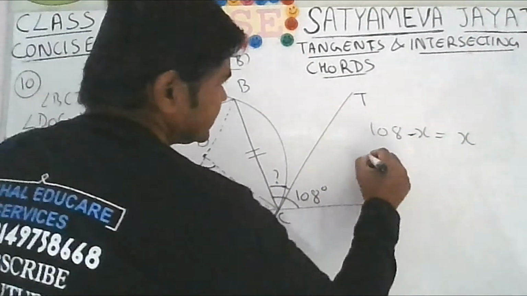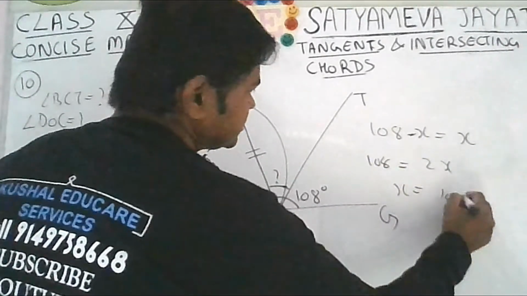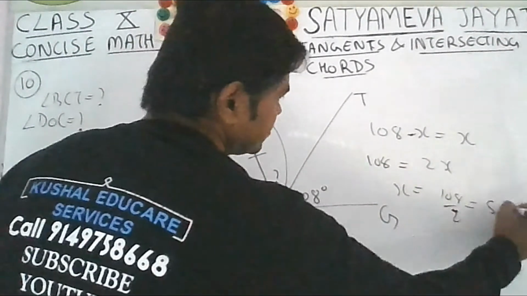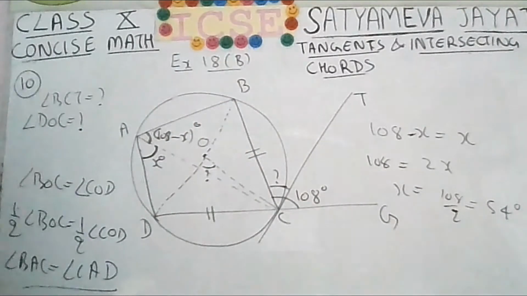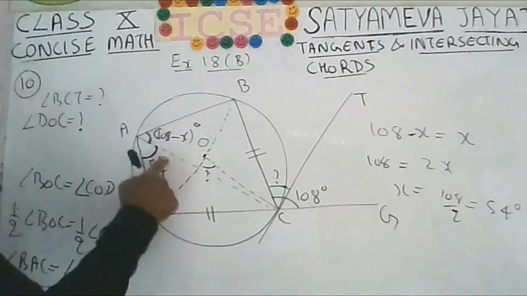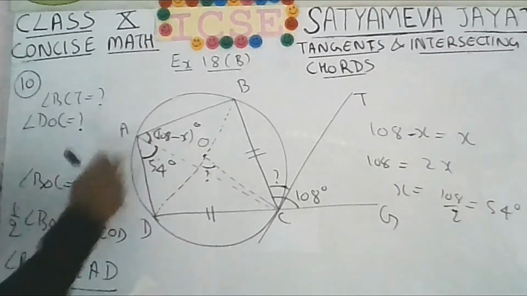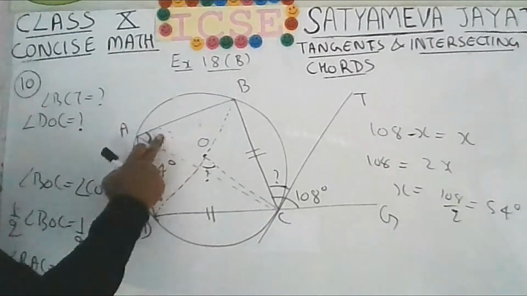So from here you can say that 108 is equal to 2x. That means X will be equal to 108 by 2, that is X will be equal to 54 degrees. So this X is 54. Now if this is 54, then 108 minus X will also be 54. So this angle will also be 54.